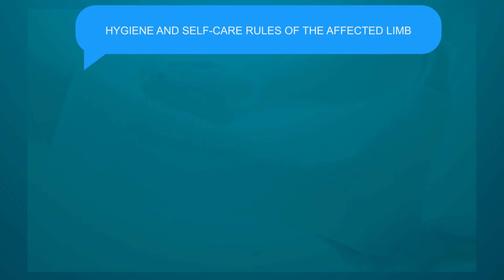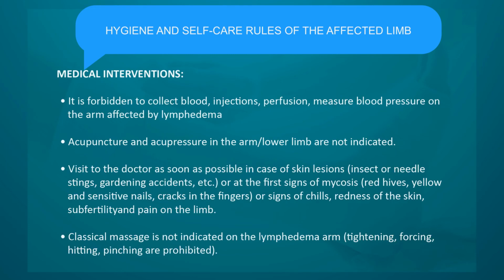Hygiene and self-care rules of the affected limb. Medical interventions. It is forbidden to collect blood, give injections, perfusion, or measure blood pressure on the arm affected by lymphedema. Acupuncture and acupressure in the arm and lower limb are not indicated.